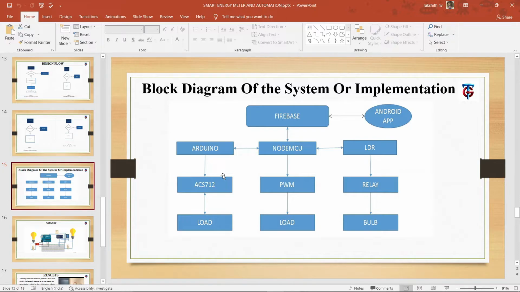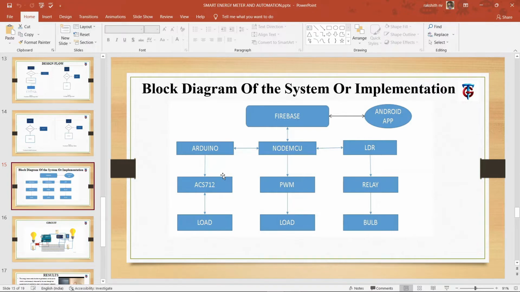So that data is being sent to Firebase. So again, as I said, it is a bi-directional communication. Data is sent from the Android app and pushed to the Android app, and from Firebase it will send the value to the Node MCU. So the Node MCU will send this message to the Arduino, and the Arduino will take the necessary decision.